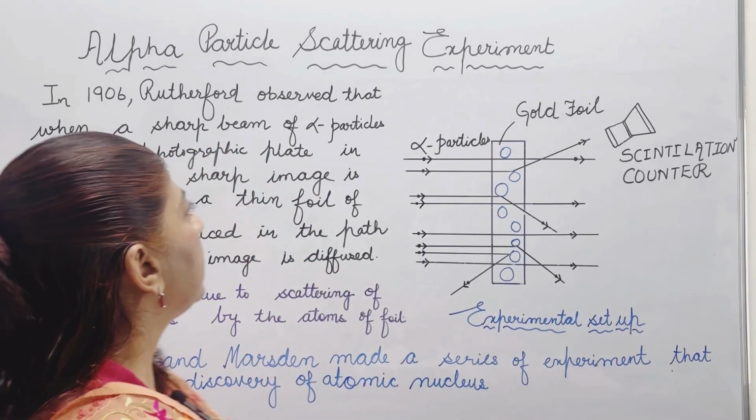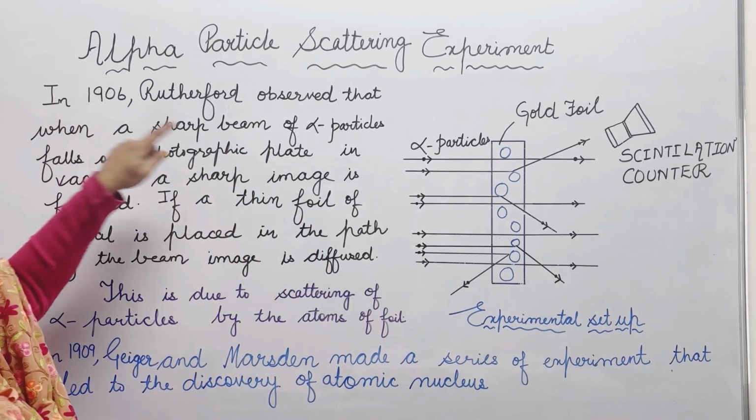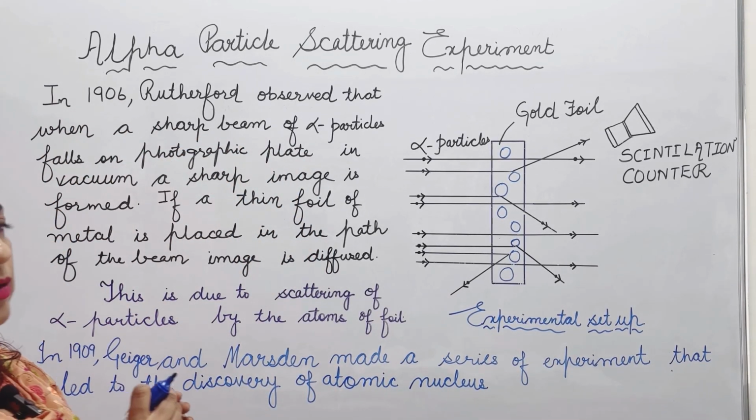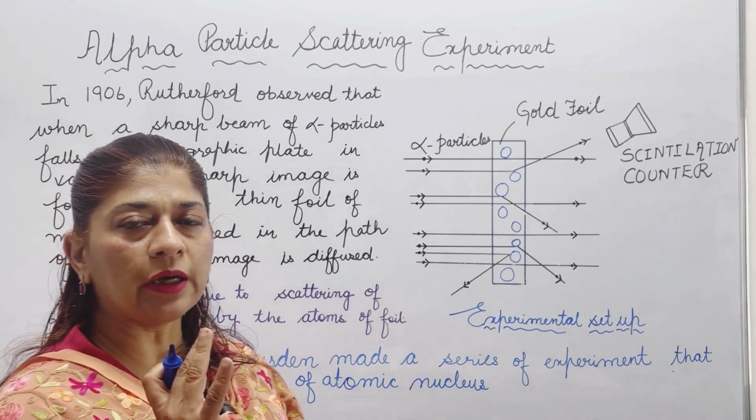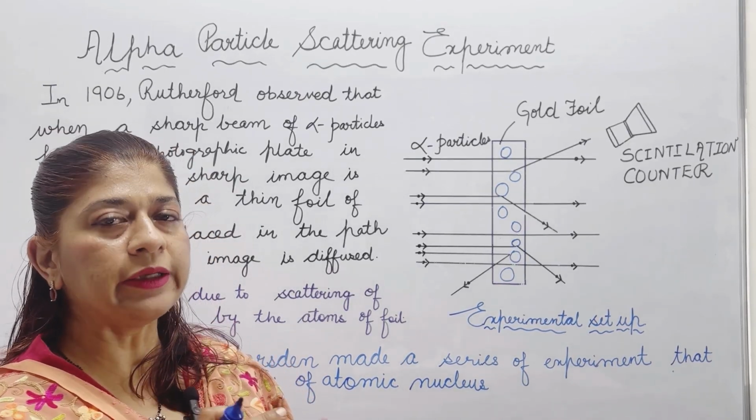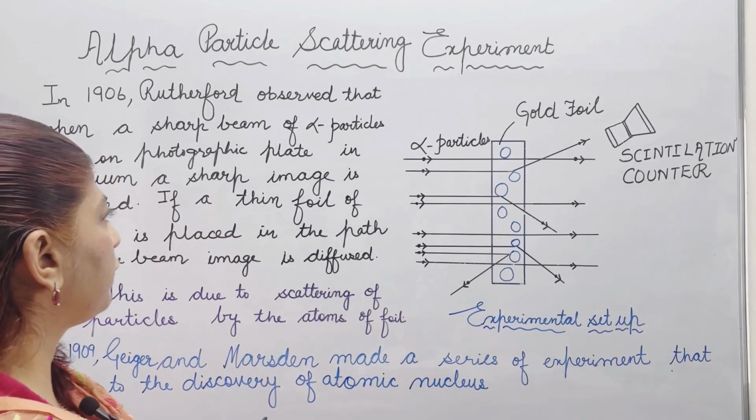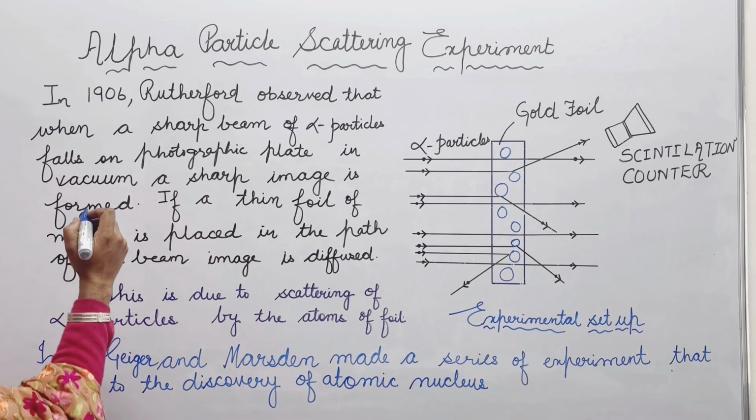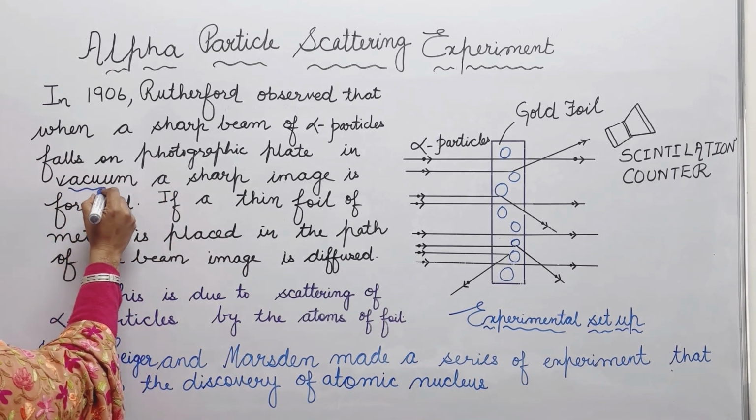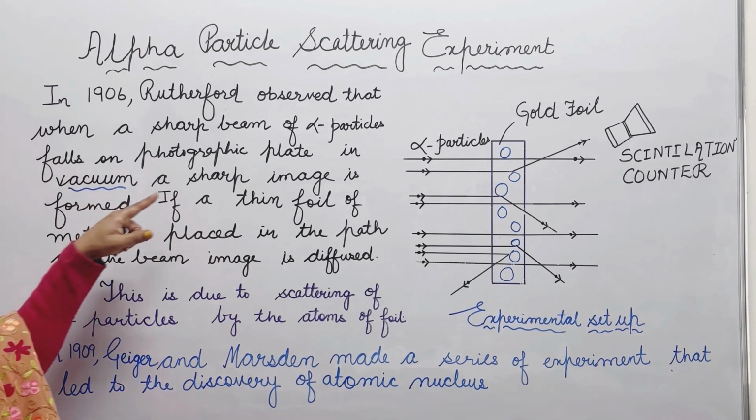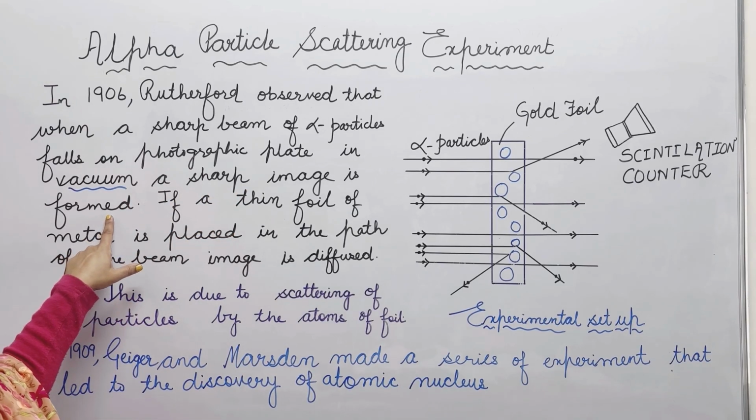He took alpha particles and made them fall on a photographic plate, and he got the impression of that on the photographic plate. He conducted this in vacuum and observed that a sharp image is formed.